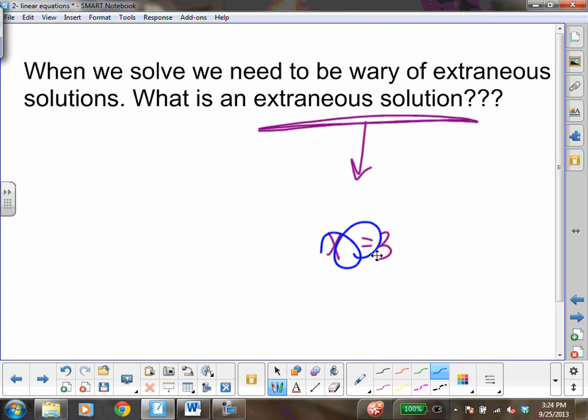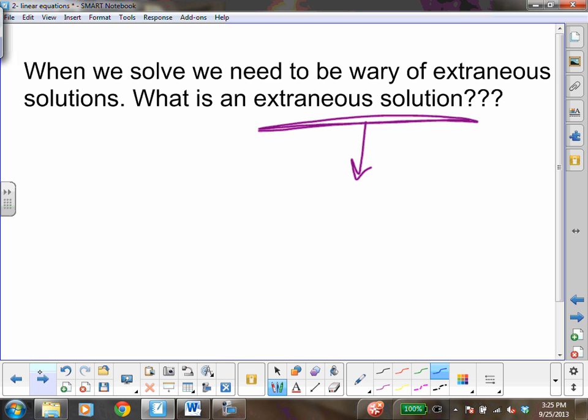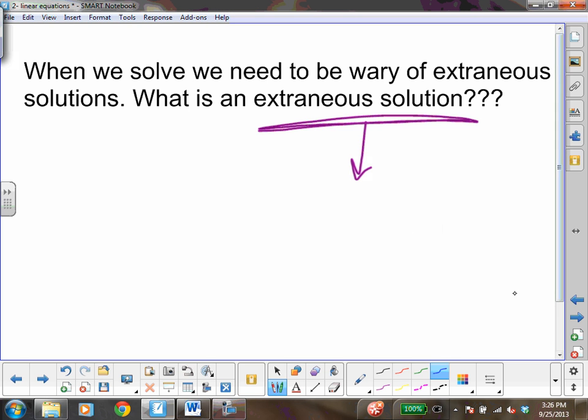So, whenever we end up in a situation where we have x's in the denominator, like the previous example, we need to be aware of extraneous solutions. An extraneous solution is a solution that we end up with, like we do all of our solving and we end up with x equals 3. But when I plug that back into the equation to verify, it ends up not creating a true statement.